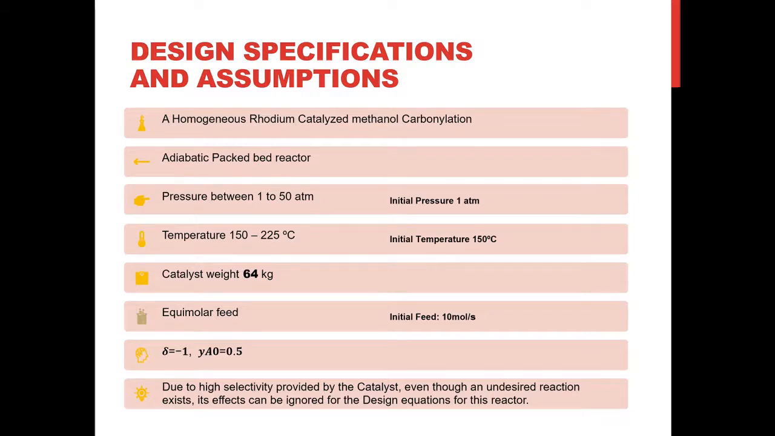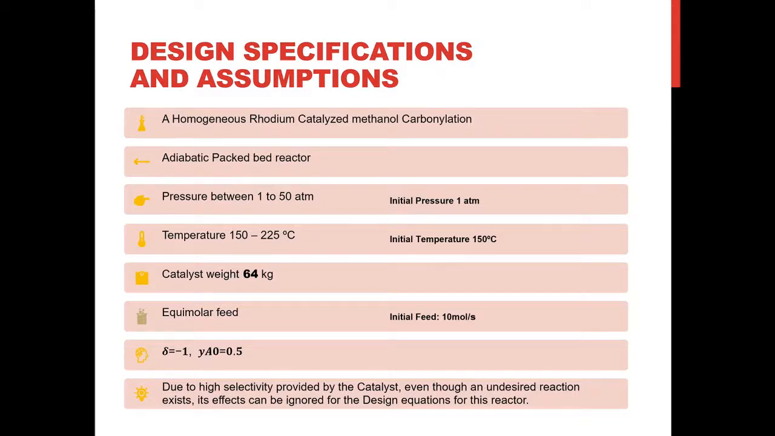First, a homogeneous rhodium-catalyzed methanol carbonylation reaction was assumed. This was going to take place in an adiabatic packed reactor. For this reaction, the pressure range was going to be from 1 to 50 atm with an initial pressure of 1 atm. The temperature range was 150 to 225 degrees Celsius with an initial temperature of 150 degrees Celsius.